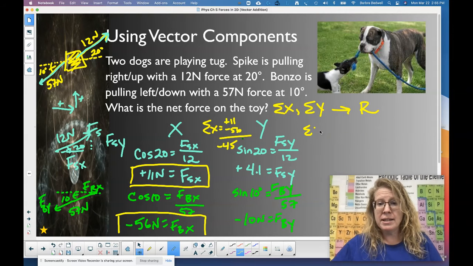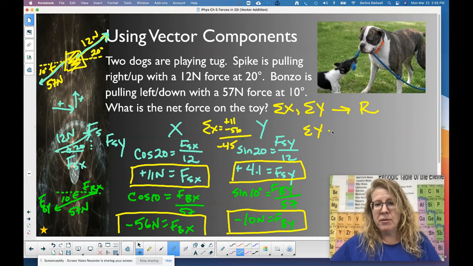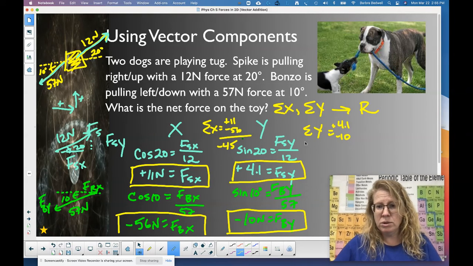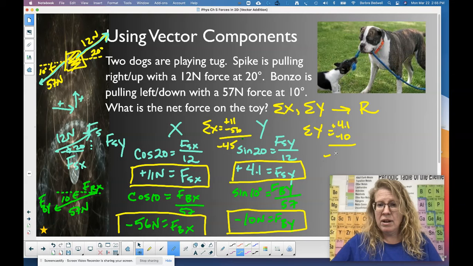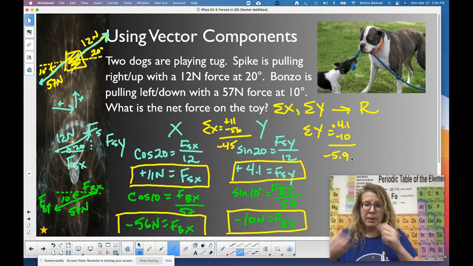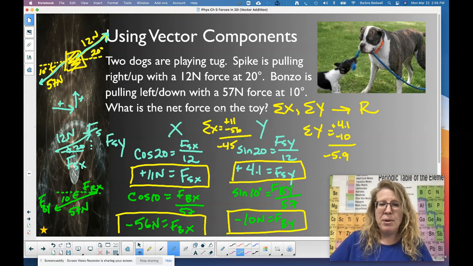For the sum of our y's, here they are right here. We've got 4.1 up, and we've got negative 10 down. So the sum of our y's is equal to 4.1 and negative 10. So 4.1 minus 10 is equal to negative 5.9. It's the sum of our y's. So I'm going to need to erase some of this work that's on here so I have some room to finish our problem. But now we know what the sum of our x's is, and we know what the sum of our y's is.